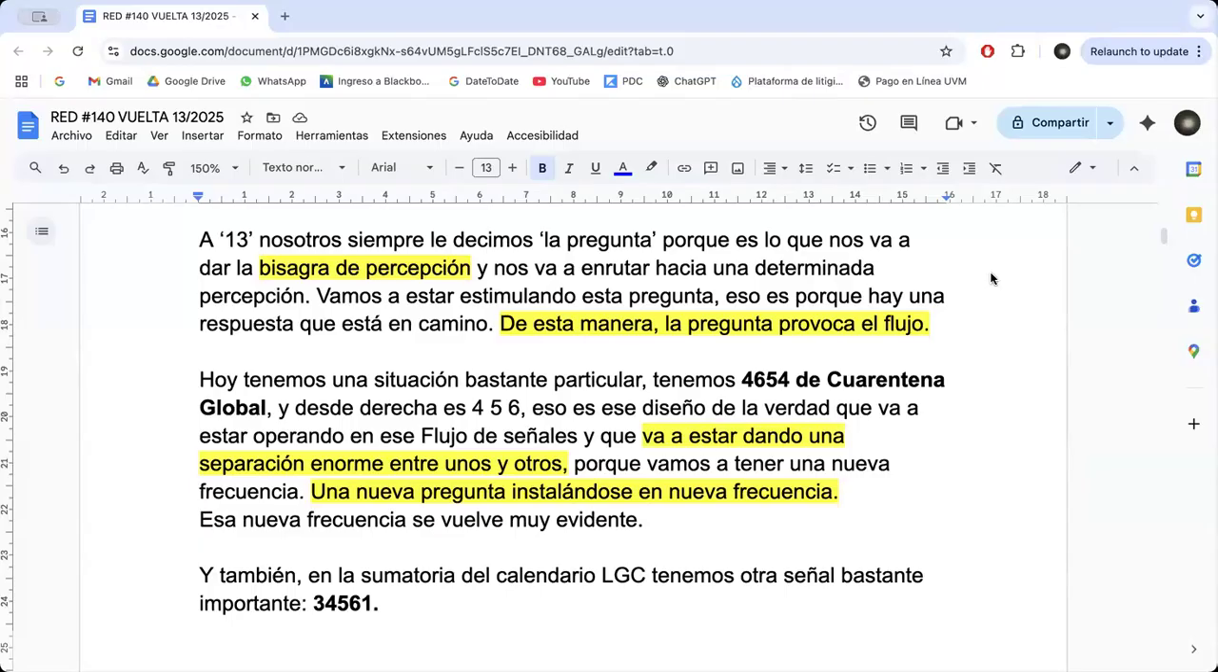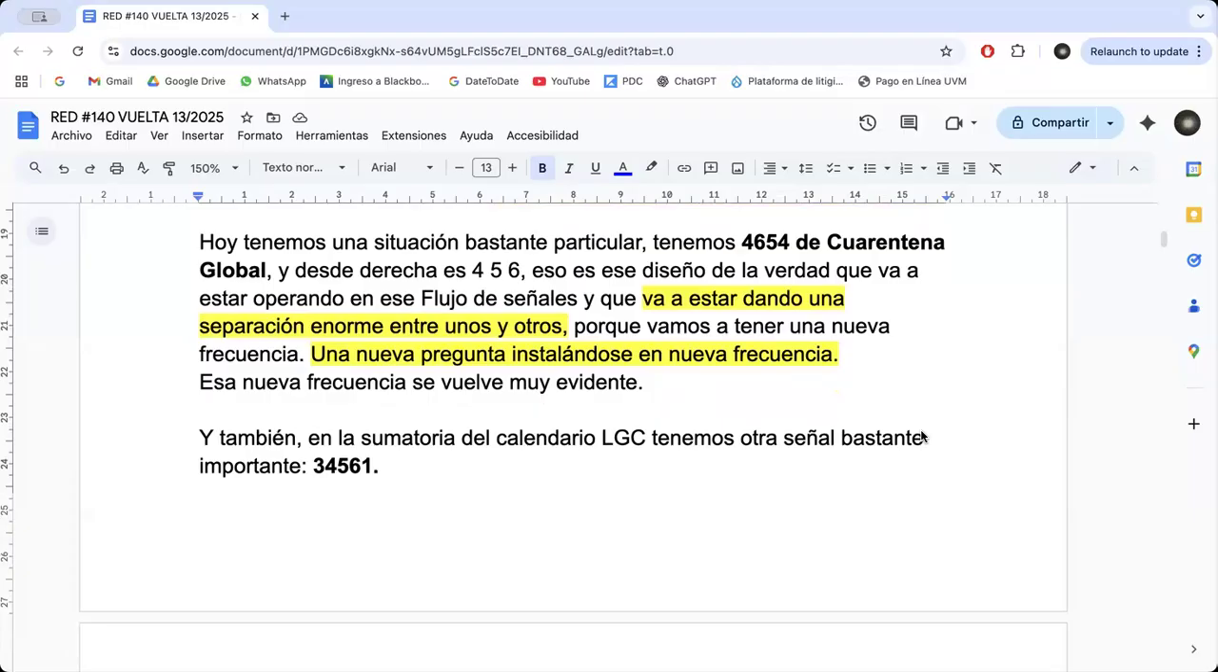towards a determined perception. We're going to be stimulating the question, and that is because there is an answer on the way. So this way, the question kind of like provokes the flow. It provokes the flow. We open the question and there's an answer on the way.